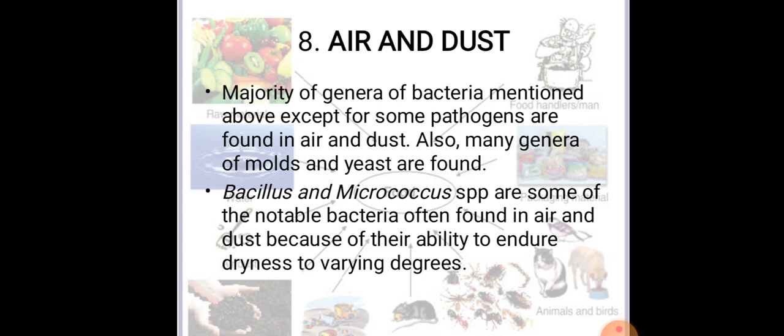Then the air and the dust. The majority of the genera of bacteria mentioned above, except for some pathogens, are found in air. Majorly within the air, various types of microorganisms are present. All of the bacteria and the fungal species that we have discussed are also found within the air. Bacillus and Micrococcus are the most important bacterial species present in the air and majorly responsible for contamination of the food sample.